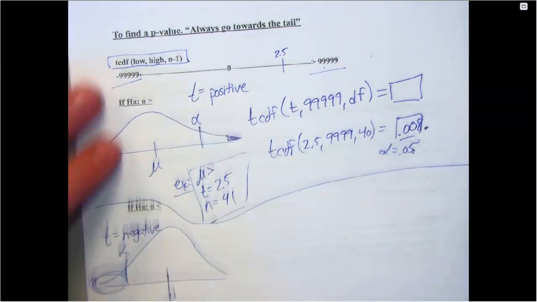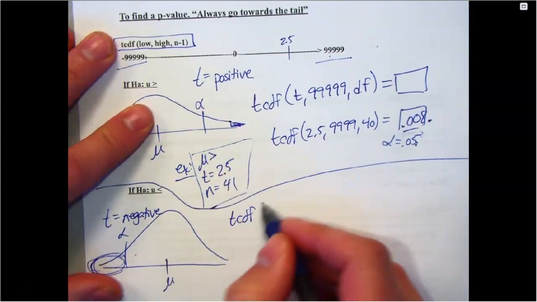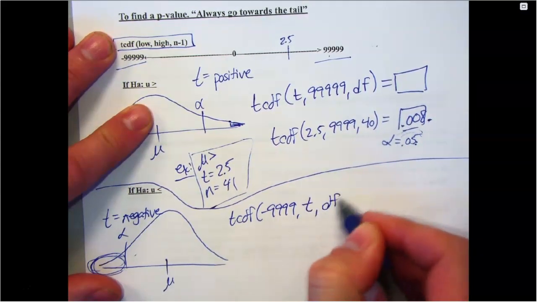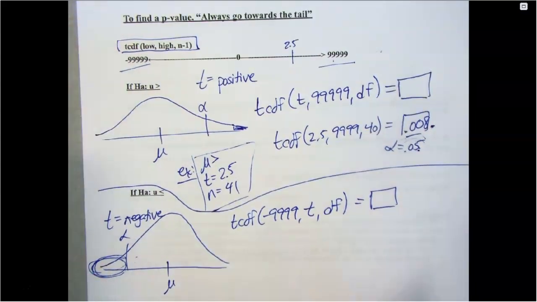So you are going to go tcdf negative 99999, comma t, comma degrees of freedom. So it flips from the previous one.